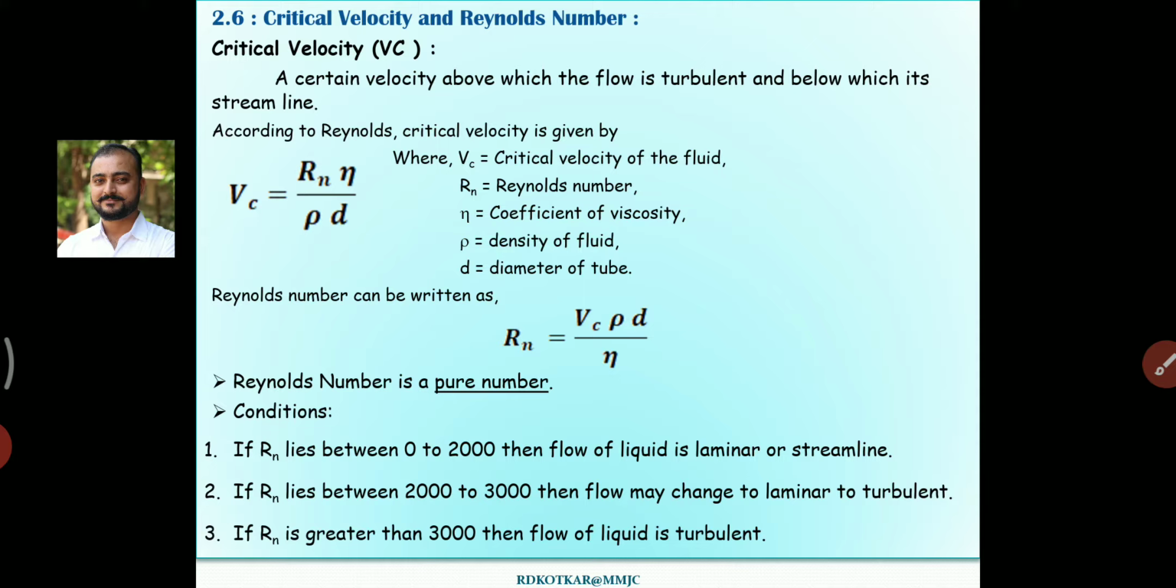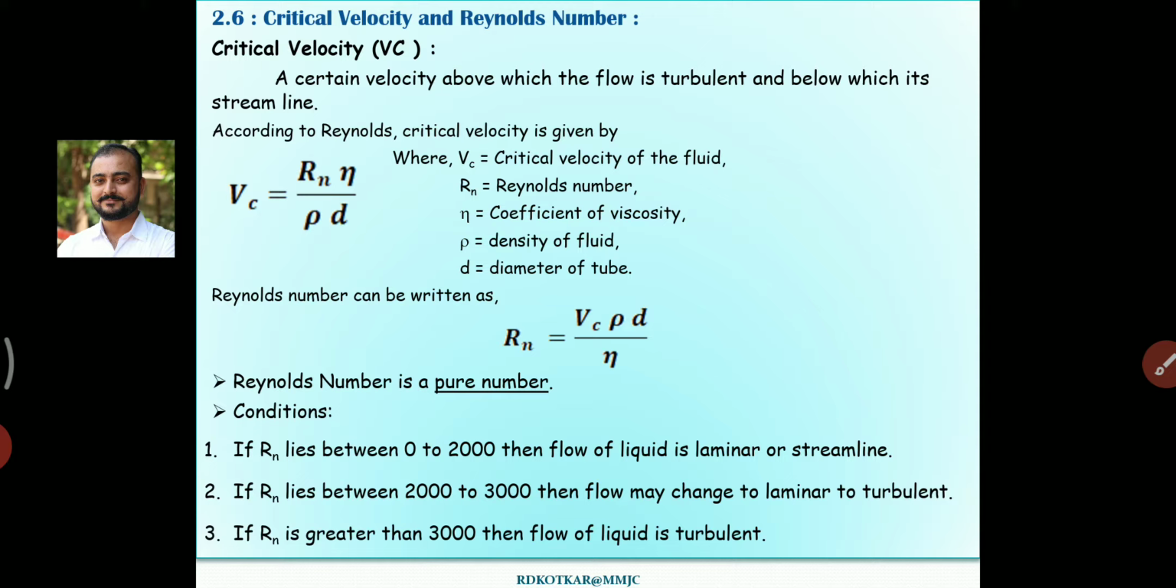Remember, these values give us the idea. As you calculate using all these parameters, Vc, rho, d, eta, you can get the value of Reynolds number, and its range will decide the nature of flow. It may be streamline or laminar, it may be converting from laminar to turbulent, or it is actual turbulent flow. All these are covered under these conditions.